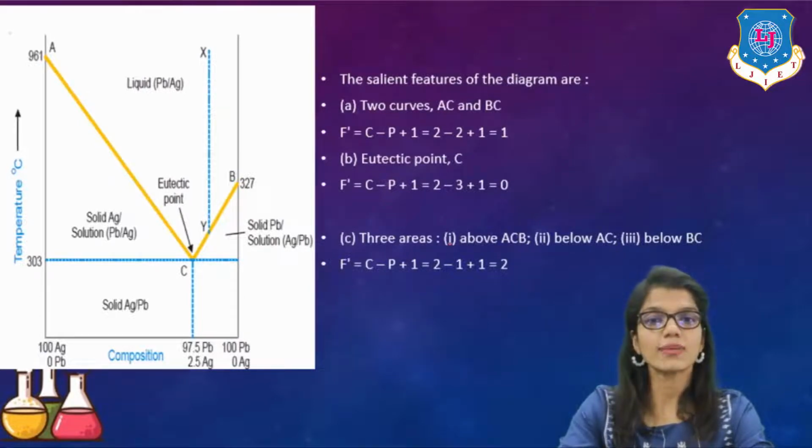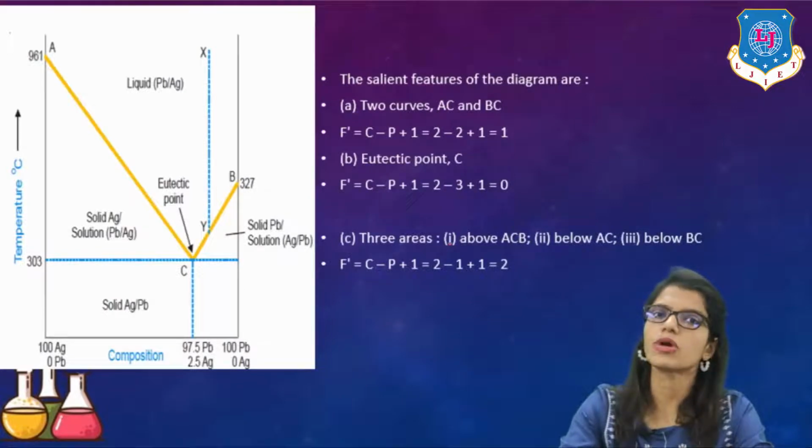After that, at eutectic point C, which occurs at 303 degrees Celsius, F dash is equal to C minus P plus 1. At that particular point, 2 minus 3 plus 1. So F dash becomes 0. Remember that at the triple point and the eutectic point, F always becomes 0. Whether it's a triple point or a eutectic point, it becomes 0.